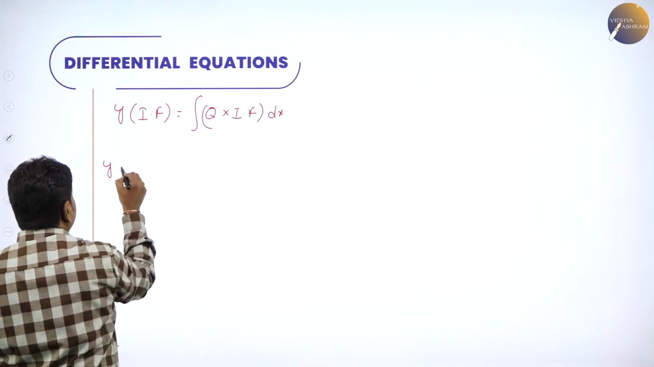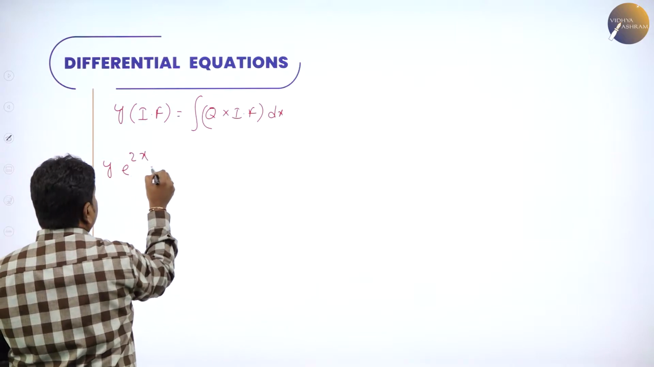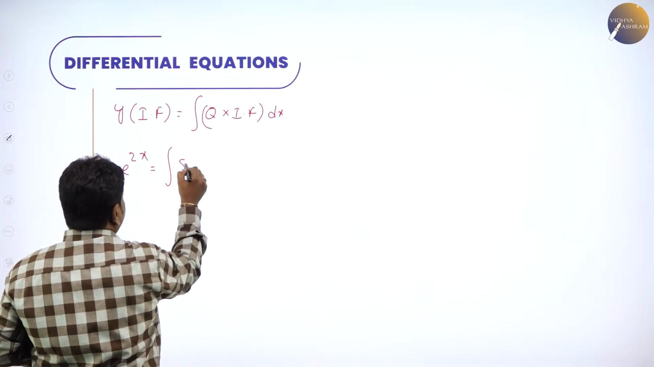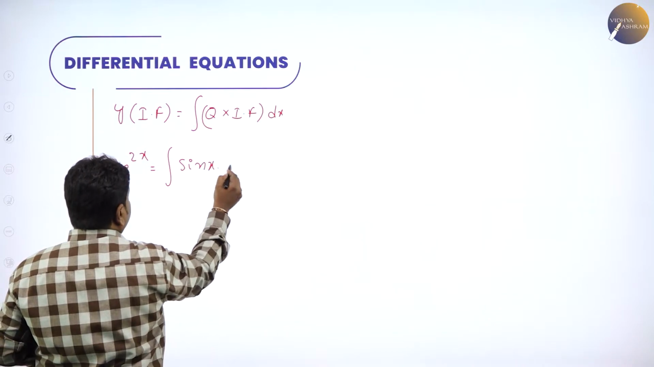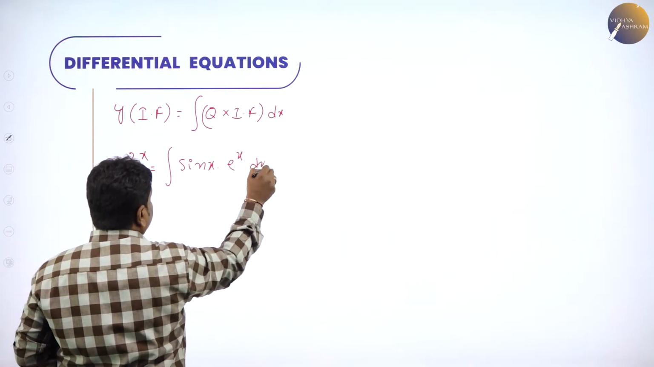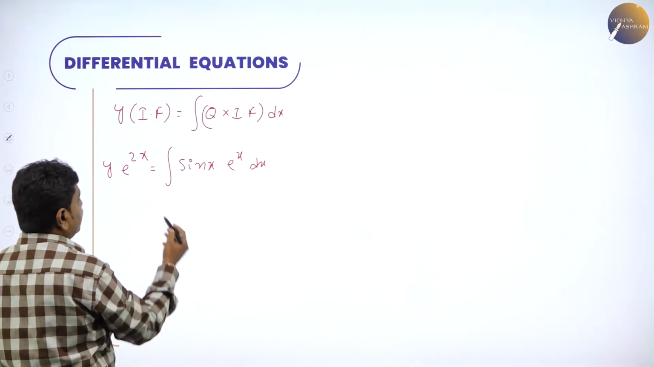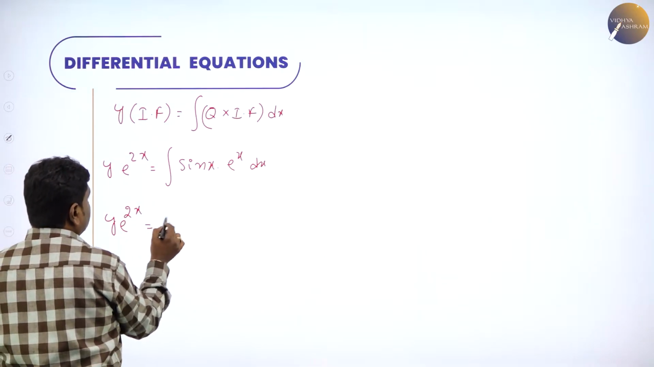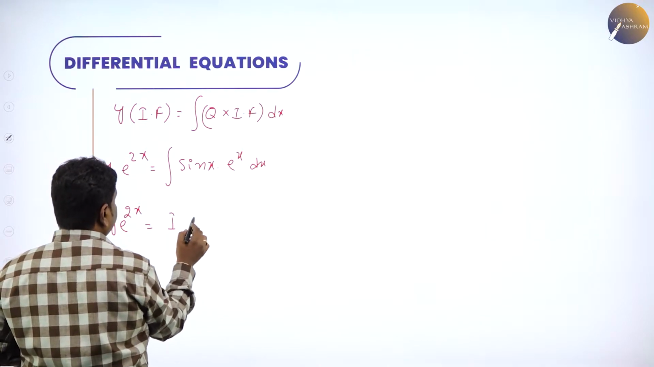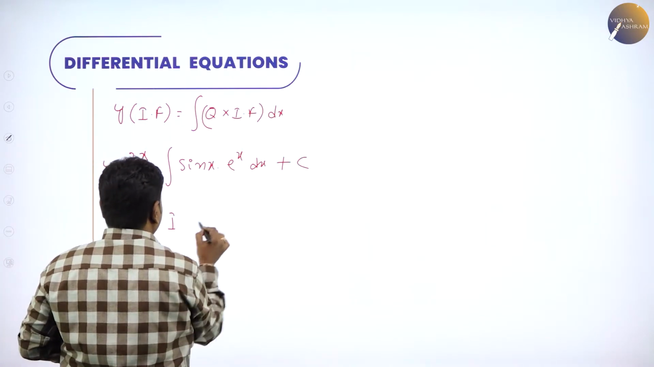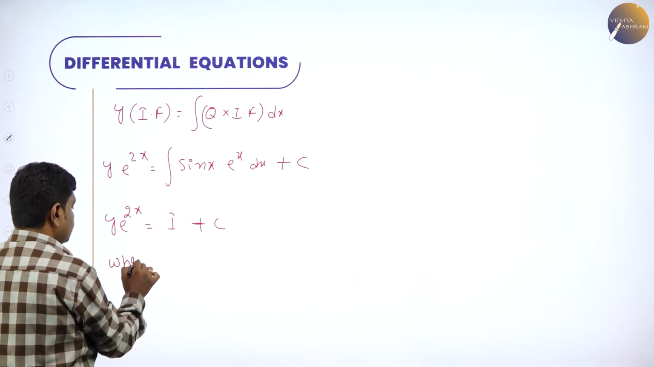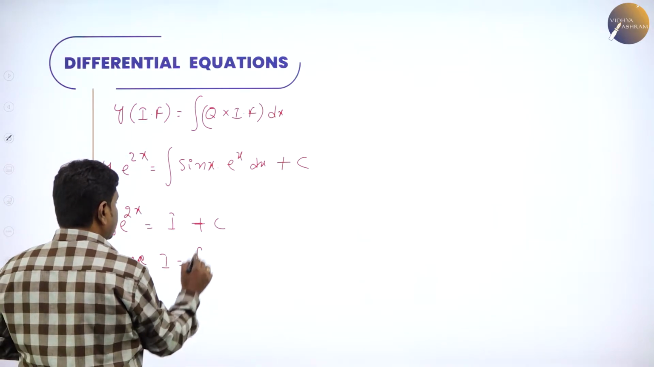Y into what is integrating factor? E power 2x. Integration of q. What is q? Sin x. Sin x into integrating e power 2x dx. Integrating factor is e power 2x. Now we got the solution, y into e power 2x is equal to I plus c. Now our task is to find I, where I is equal to integration of the remaining part.